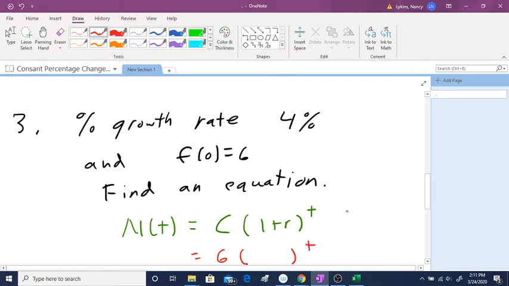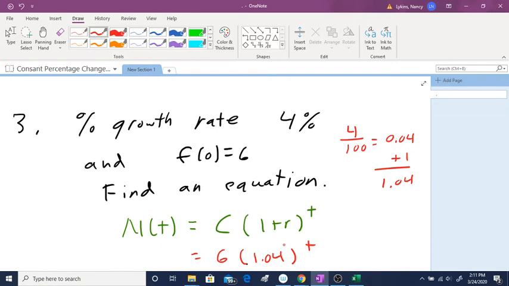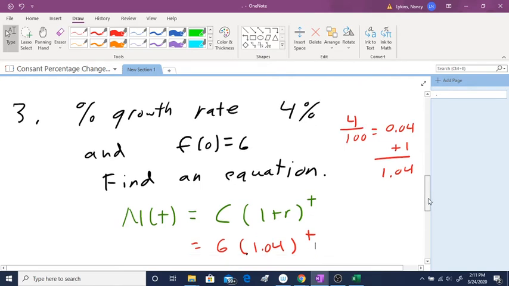And we need to figure out what goes in the parentheses. Well, look at our 4%. Since it's a percentage, instead of multiplying by 100, I'm going to divide it. I get 0.04. I'm going to add it to 1. This gives us 1.04 in the parentheses. So this gives us an exponential equation of 6 times 1.04 raised to the t value. So I can ask you what happens in 3 years, 10 years, 20 years, and you should be able to use this equation to see what this initial value 6 turns into.